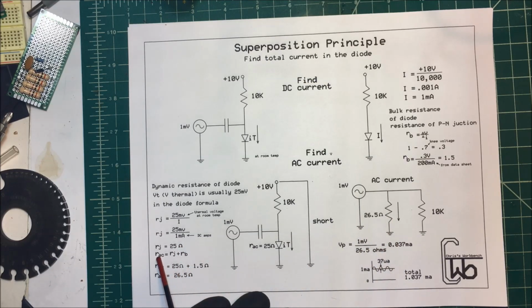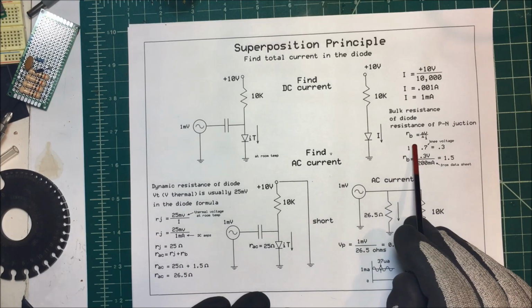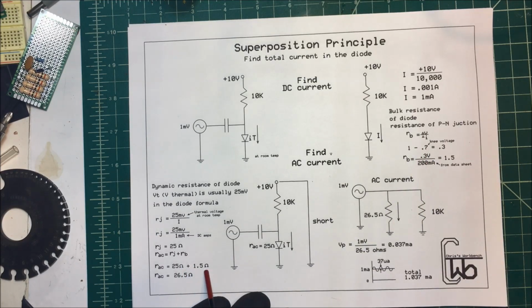Now, the AC resistance is going to be our junction resistance plus our RB over here, our bulk resistance, which is 1.5. So it's going to be 26.5 ohms. And that's what the AC is going to see there. So we just take our 26.5 ohms and we divide that into 1 millivolt, and that's going to be 0.037 milliamps or 37 microamps.